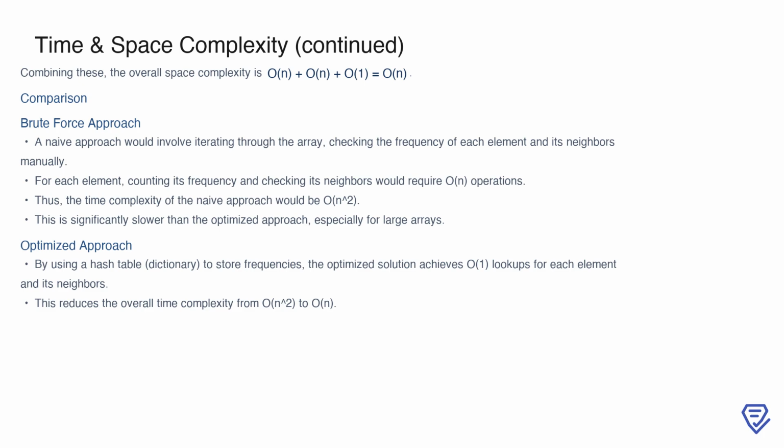To put this in perspective, consider a brute force approach. A naive method would involve manually iterating through the array and checking the frequency of each element and its neighbors. For each of the n elements, this would involve O(n) operations, resulting in a time complexity of O(n squared).